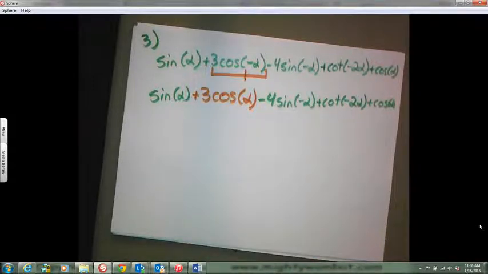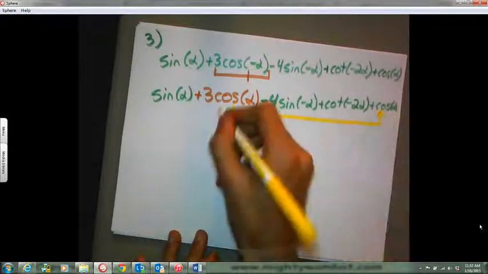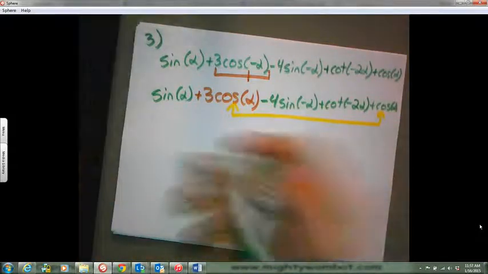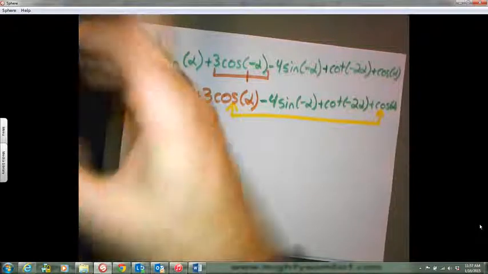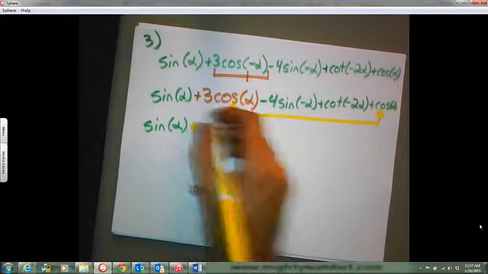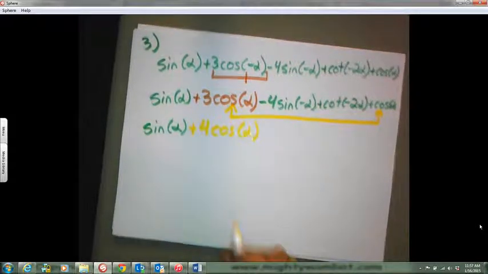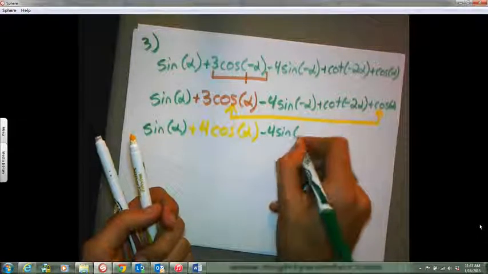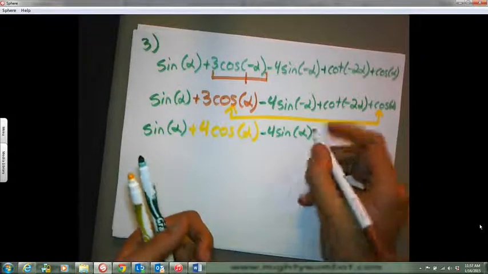So now I can combine these. They both have a cosine of alpha. So what am I going to get? Well, I'm not changing anything else. So sine alpha plus 3 plus 1, 4 cosine of alpha minus 4 sine alpha plus cotangent of negative 2 alpha.